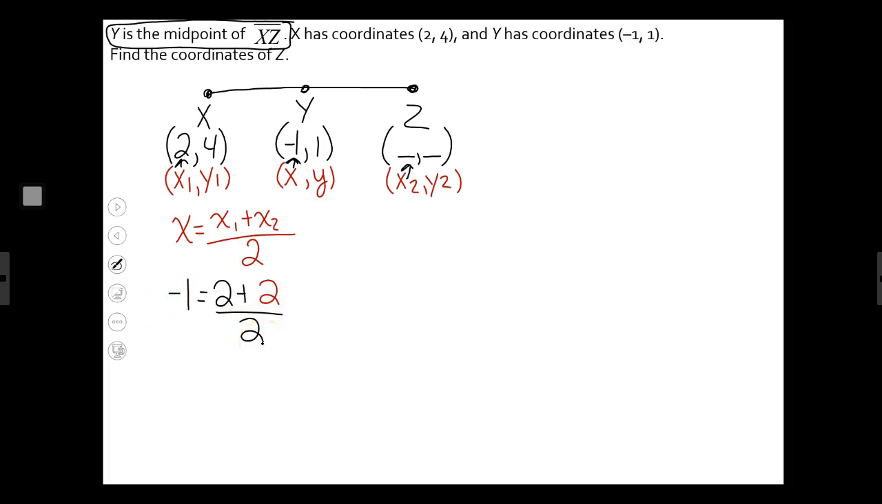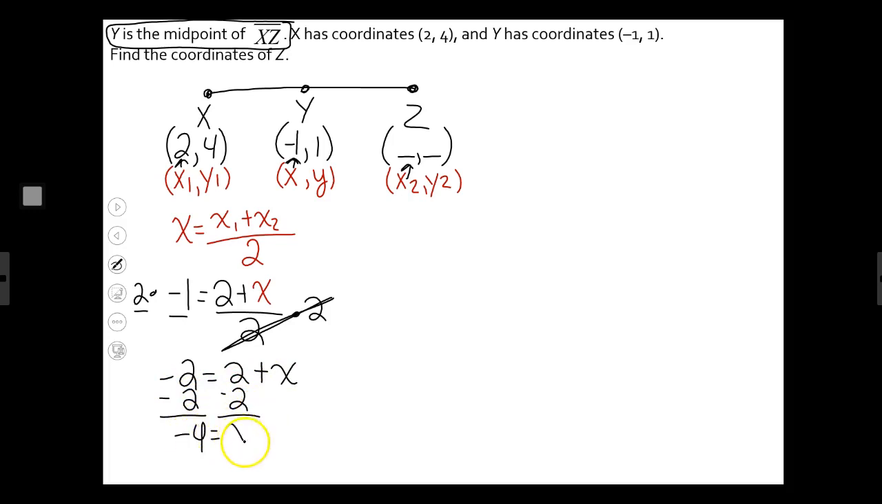Divided by 2. I don't have an x2, and that is what I'm solving for. I'm going to multiply both sides by 2 because we are going to get rid of that fraction. So 2 times negative 1 is negative 2 equals 2 plus x. I'm going to subtract 2 from both sides, and I have negative 4. And I'm going to use the symmetric property to rewrite that. x equals negative 4. So there it is.